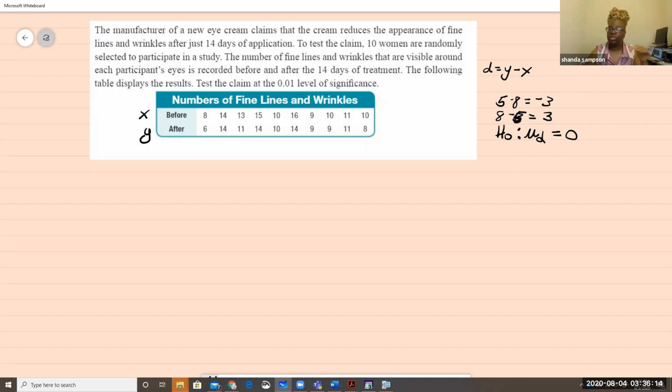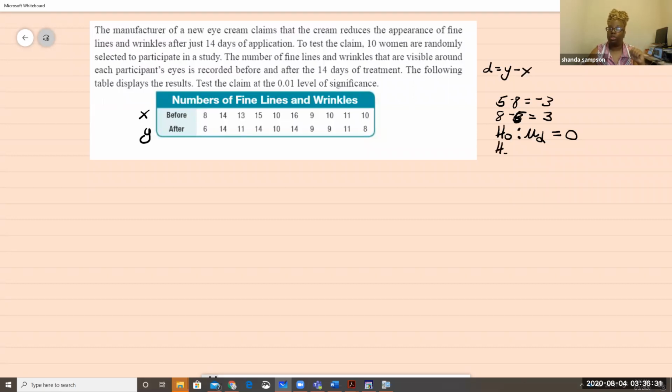There's no difference between the two. You had 8 wrinkles before, you got 8 wrinkles after. You just wasted money on some cream. That's all it is. So you always start off with there is no difference between this stuff, okay? That's your null hypothesis, always equal to, all right?